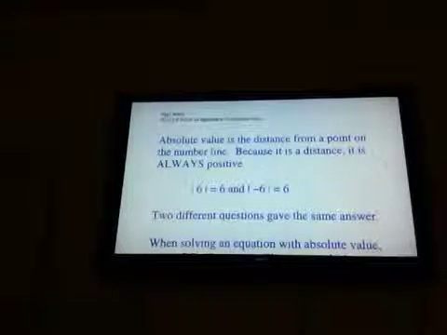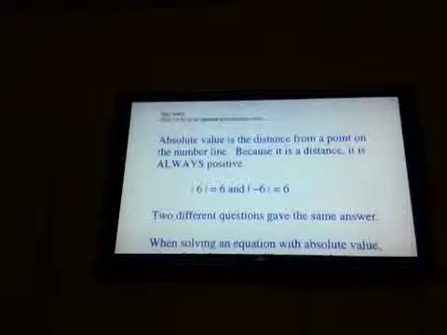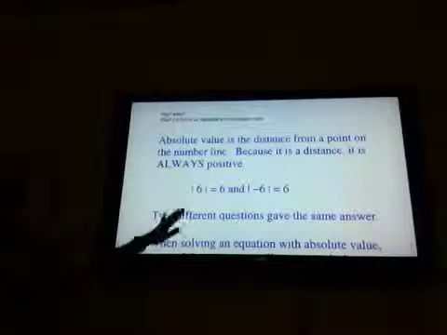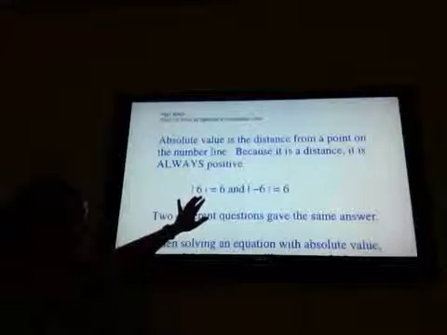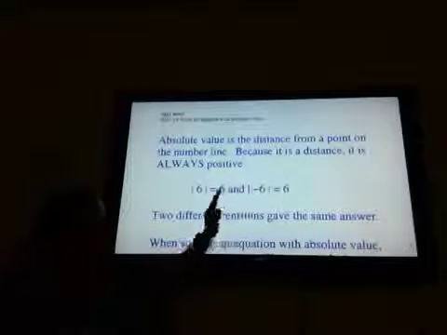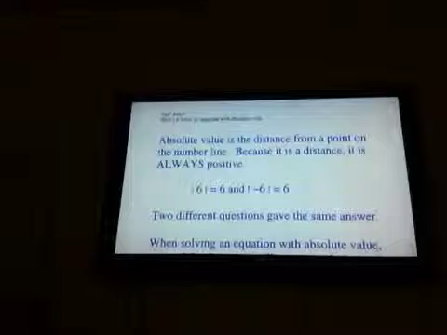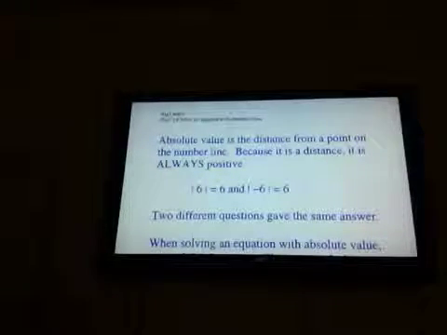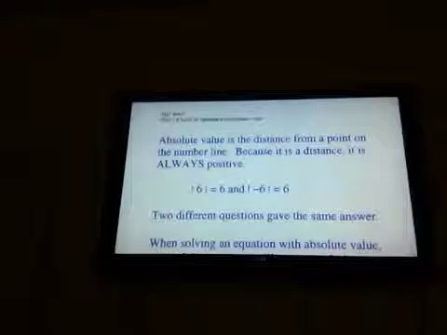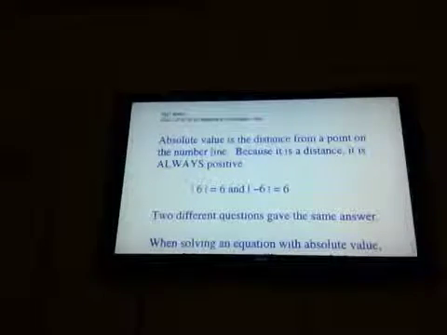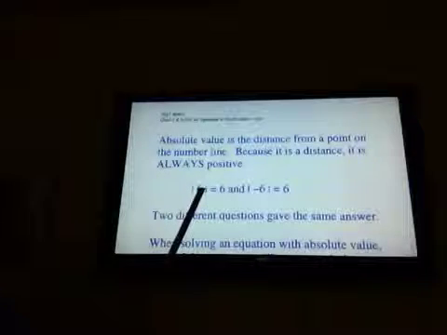So the answer to the problem is always going to be positive. When I take the absolute value of a positive 6, I get positive 6. And when I take the absolute value of a negative 6, I get positive 6. Absolute value is indicated with vertical parallel lines with something in the middle of it. We haven't talked about this yet, my mistake.